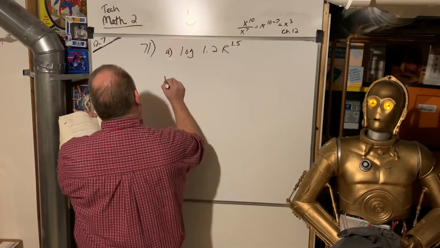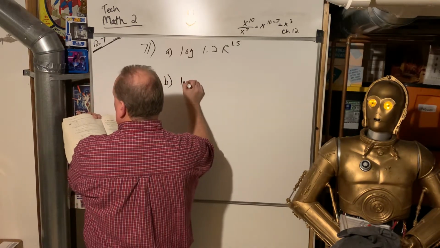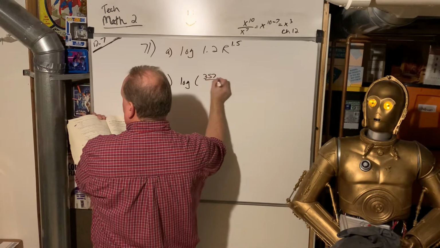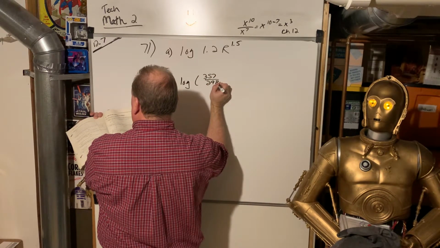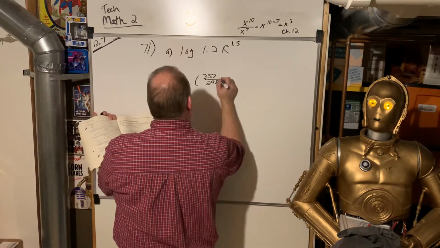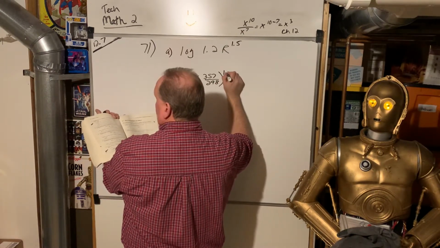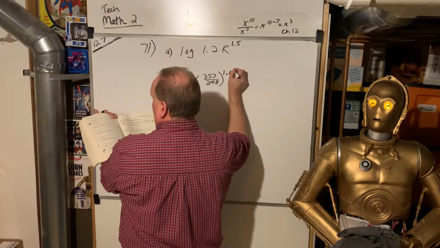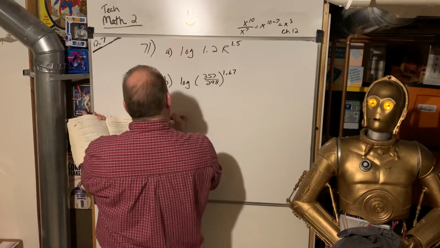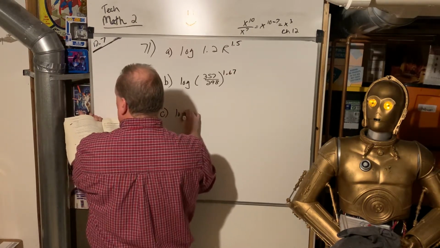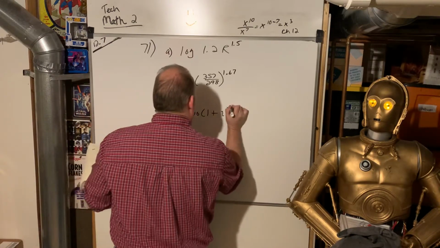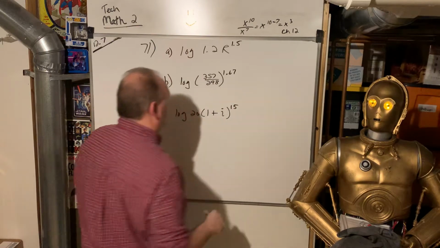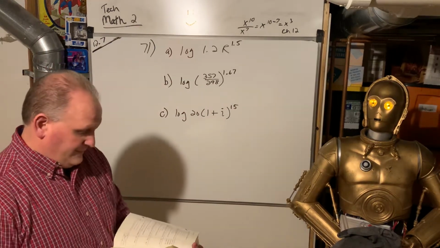Okay. B. We've got the log of 357 over 298, raised to the 1.67 power. And C, we've got the log of 20 times 1 plus I, to the 15. Okay.